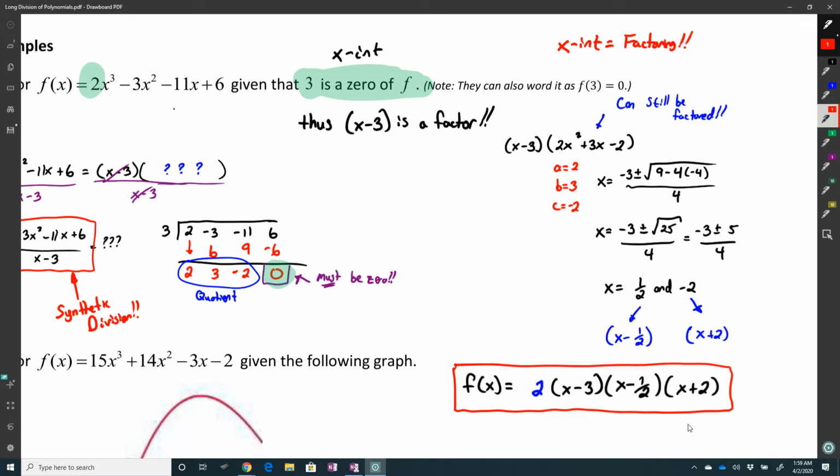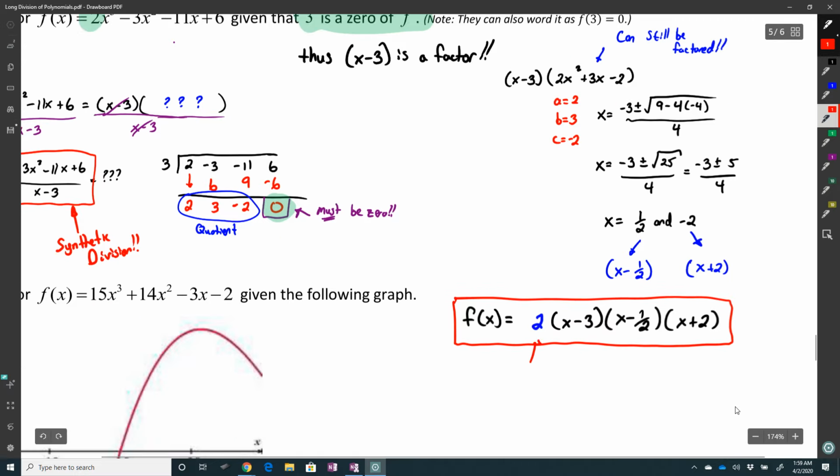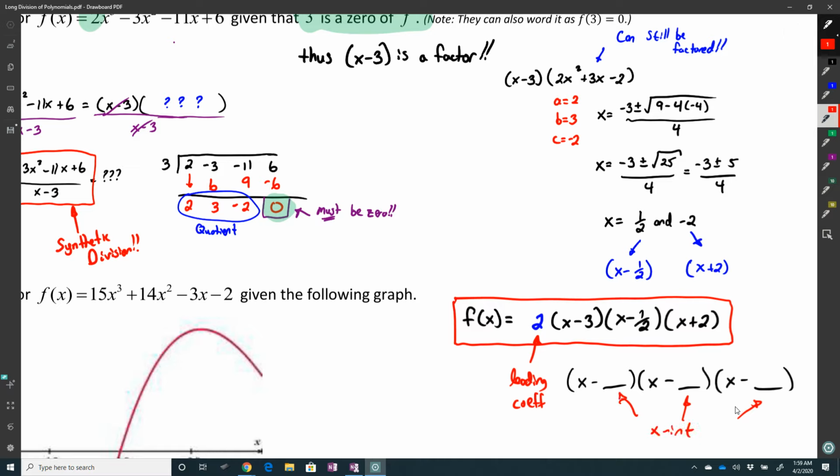So we have the leading coefficient, and then x minus x-intercept, x minus x-intercept, x minus x-intercept, where all of these guys here are x-intercepts. And that's how we factor polynomials. It always works. If you find the x-intercepts of a polynomial, you know how to factor it all the time.